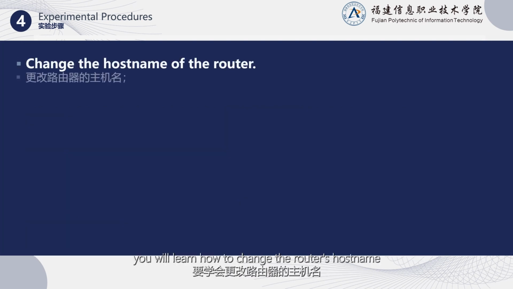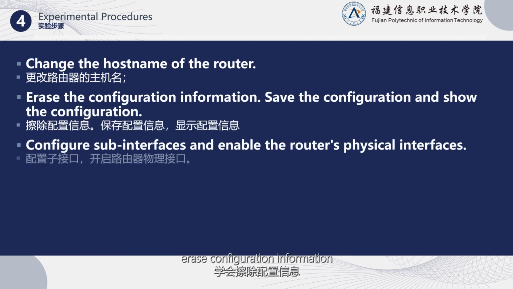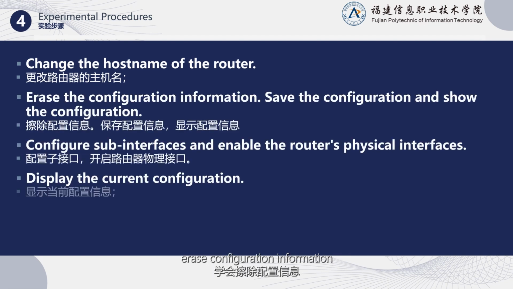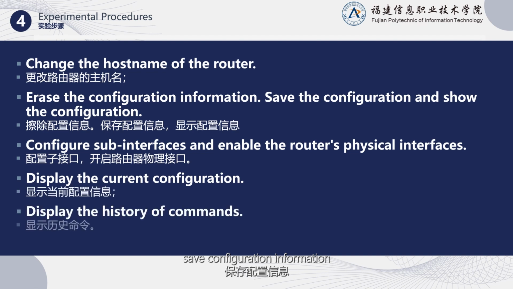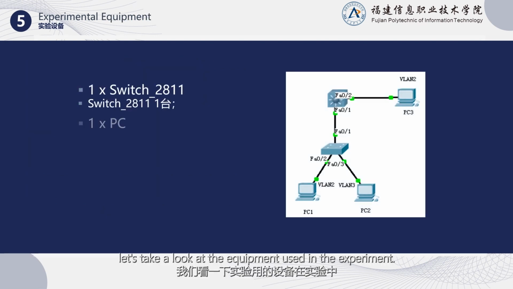Next, you will learn how to change the router's hostname, erase configuration information, save configuration information, display configuration information, configure subinterfaces, enable router physical interfaces, display current configuration, and view historical commands. Now, let's take a look at the equipment used in the experiment.